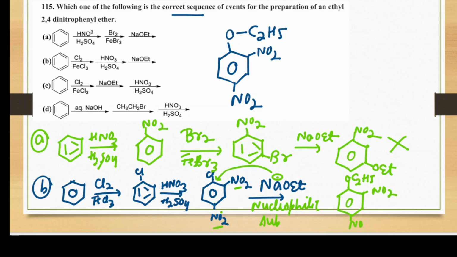So this is the desired product, I guess, that we wanted, that is ethyl 2,4-dinitrophenyl ether molecule. So you can see this is the correct answer that we are getting. So the correct option becomes option B. Through options C and D also you can check it, you will not be getting your desired products. Okay, so B is the correct one.